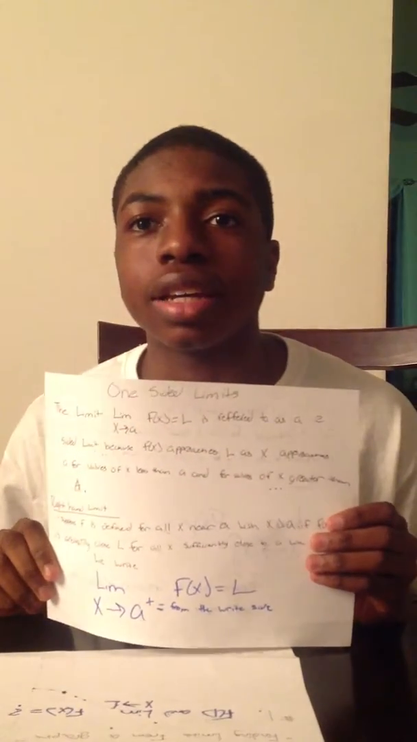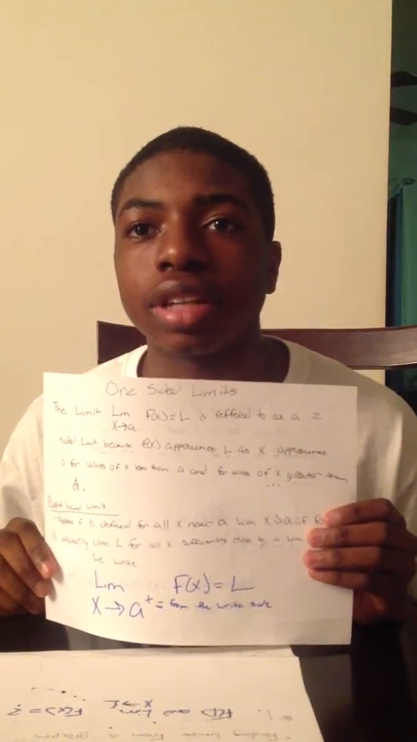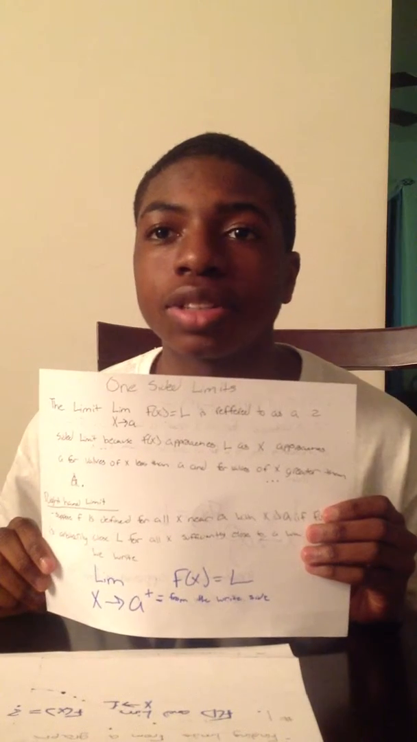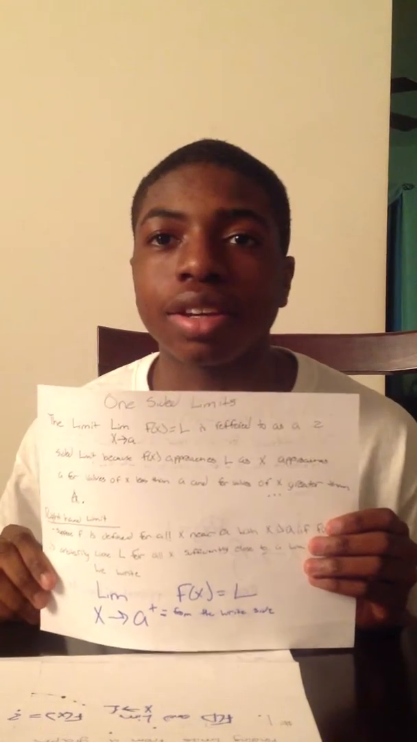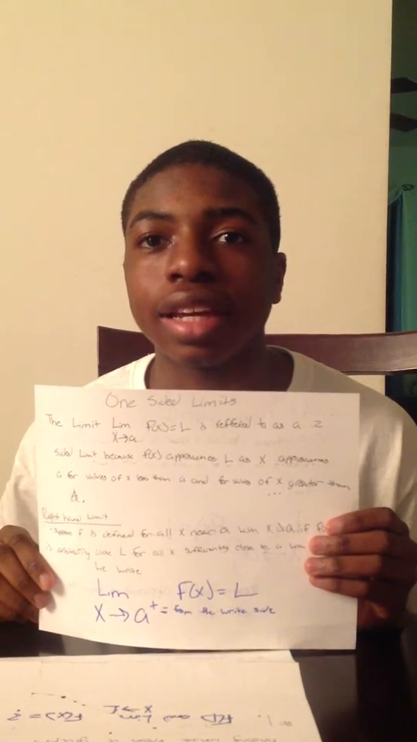So now we'll talk about one-sided limits. The limit as x approaches a of f of x equals L. This is referred to as a two-sided limit because f of x approaches L as x approaches a from values of x less than a and for values of x greater than a.